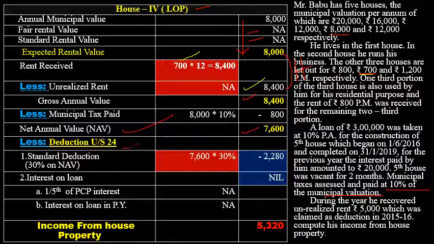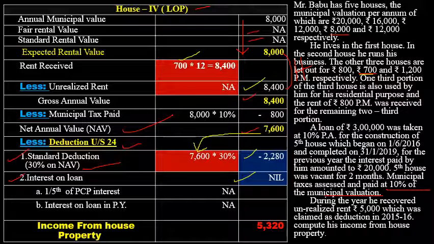Next, deduction under section 24. The first one is the standard deduction and another one is interest on loan. The standard deduction is 30% on the net annual value. So here net annual value is 7,600. 7,600 into 30%. You will get 2,280 as standard deduction. Next, interest on loan is nil because the loan is not borrowed or no details regarding the loan of the fourth house. So therefore it is considered as nil.